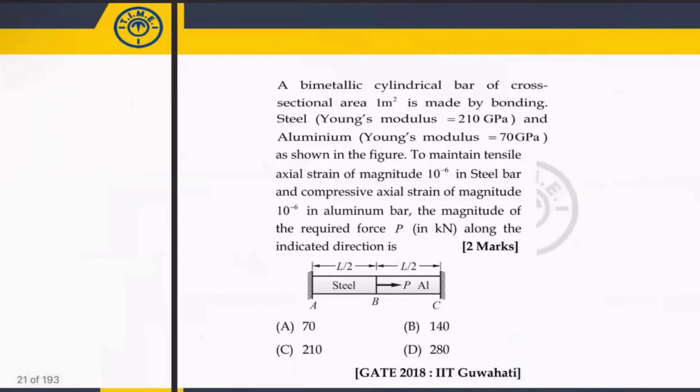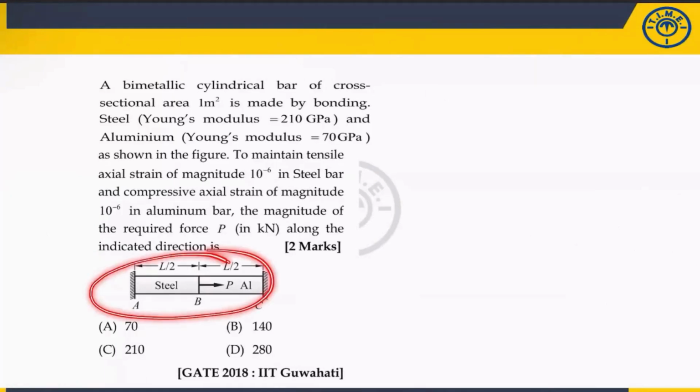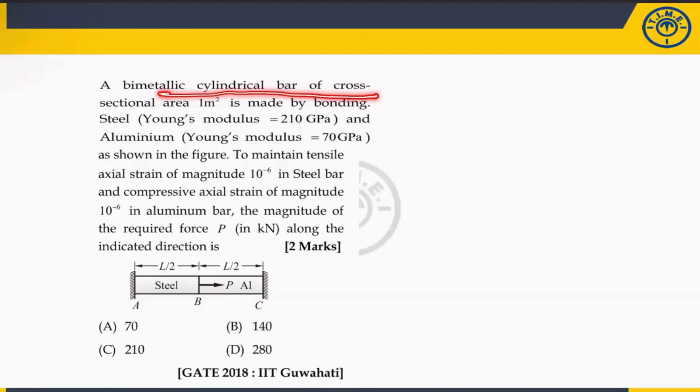Now, the next problem is this one. What is the problem? Bimetallic cylindrical bar. Okay, so two bars of area 1 meter square are made up of bonded steel. That means this is steel and aluminum, they are bonded together to maintain the tensile axial strain. Okay, so they have given the strain value which is 10 to the power of -6 in the steel bar. Okay, and compressive axial strain of 10 to the power of -6.